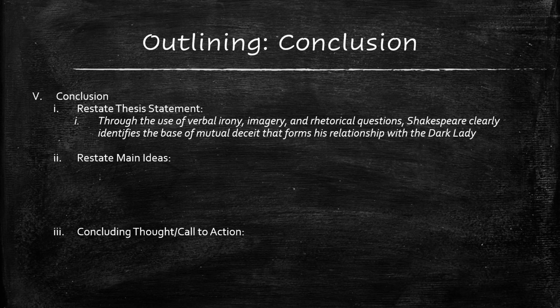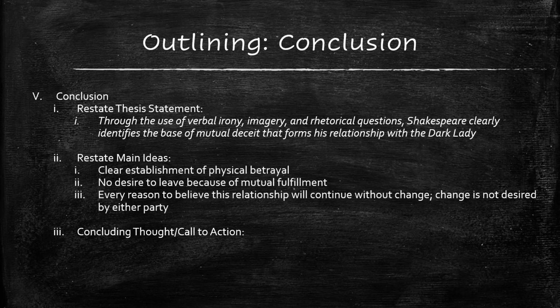So the example I've come up with is this. Through the use of verbal irony, imagery, and rhetorical questions, Shakespeare clearly identifies the base of mutual deceit that forms his relationship with the Dark Lady. So I've included both my reasons in terms of those literary devices, but also the claim I'm making, so the nature of their relationship. I jump then to restating my main ideas.